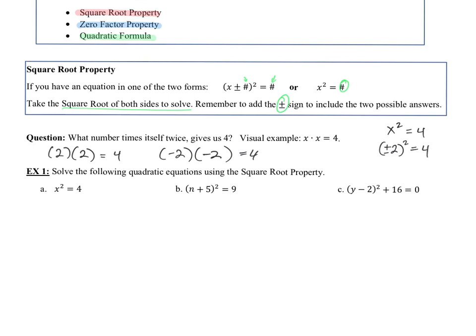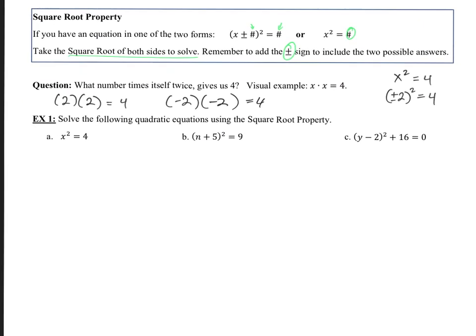This is why we include the plus or minus when we are solving, because a positive times a positive would give us our answer, or a negative times a negative would give us our answer. So we need to include the possibility of our answer being positive or negative.